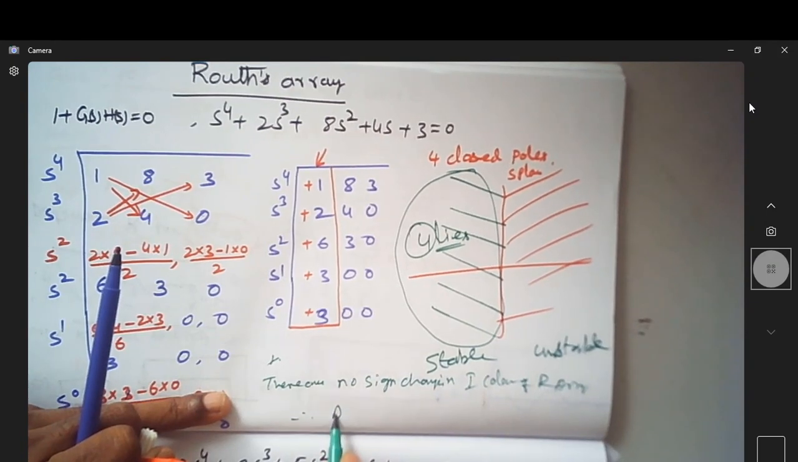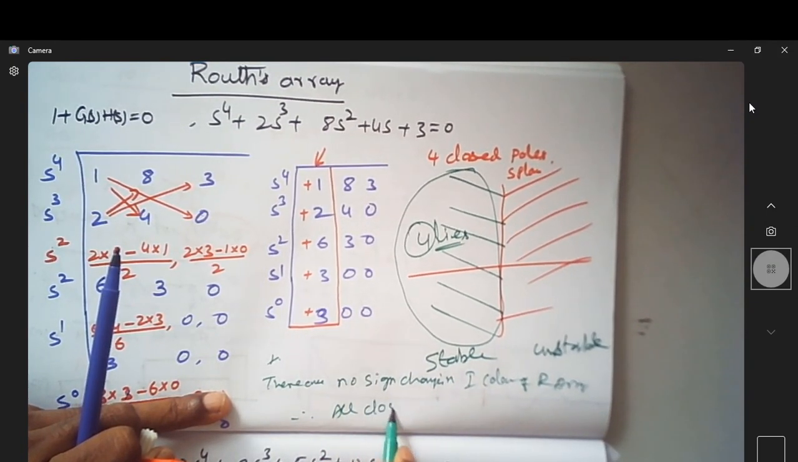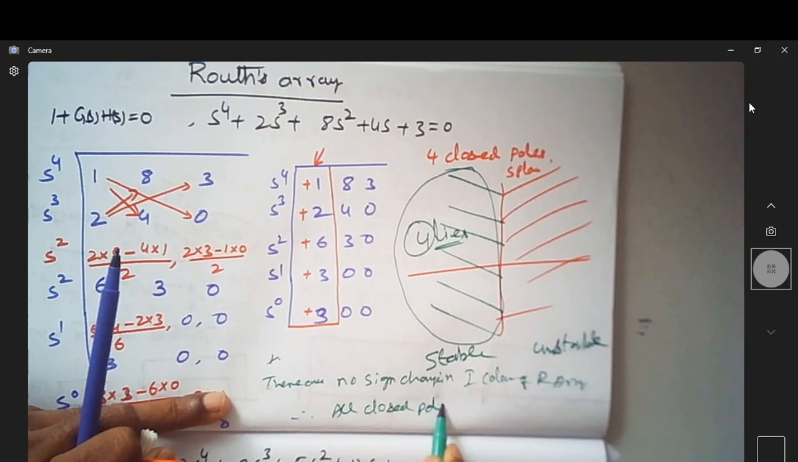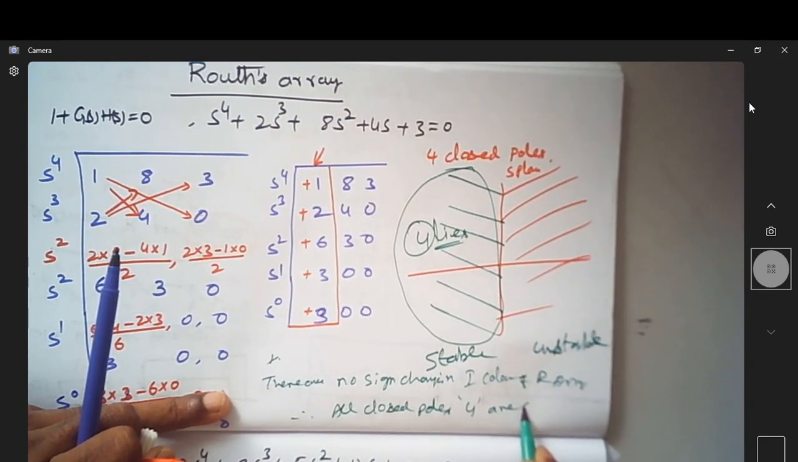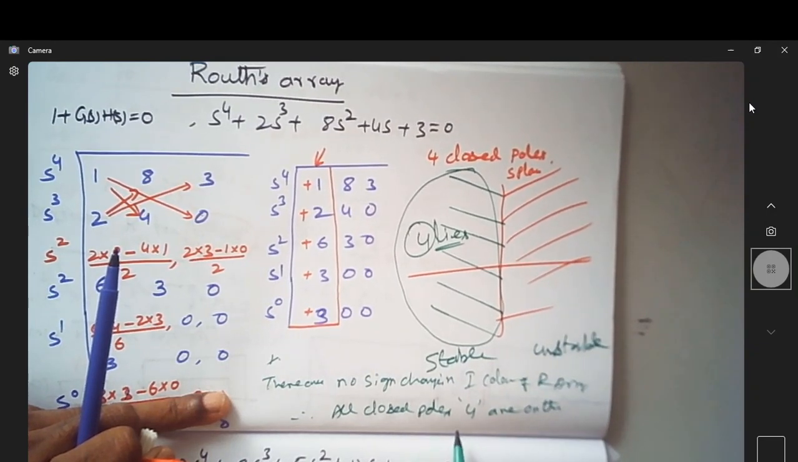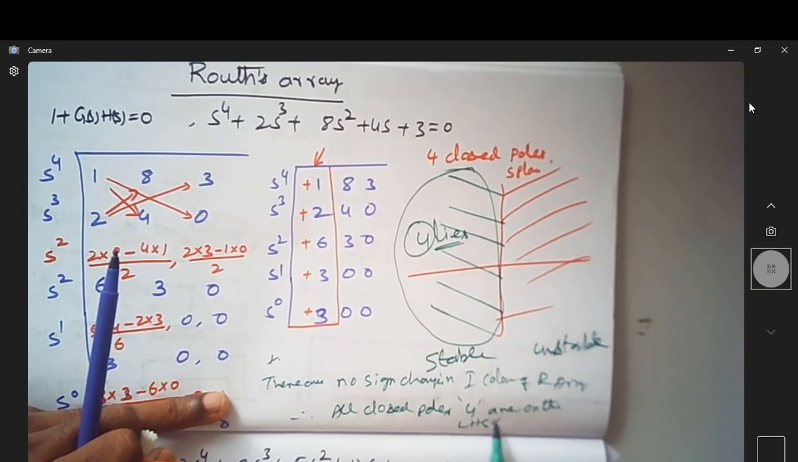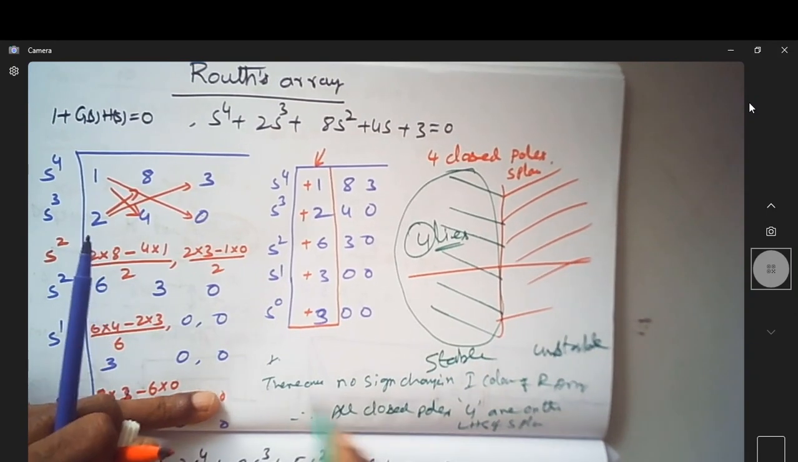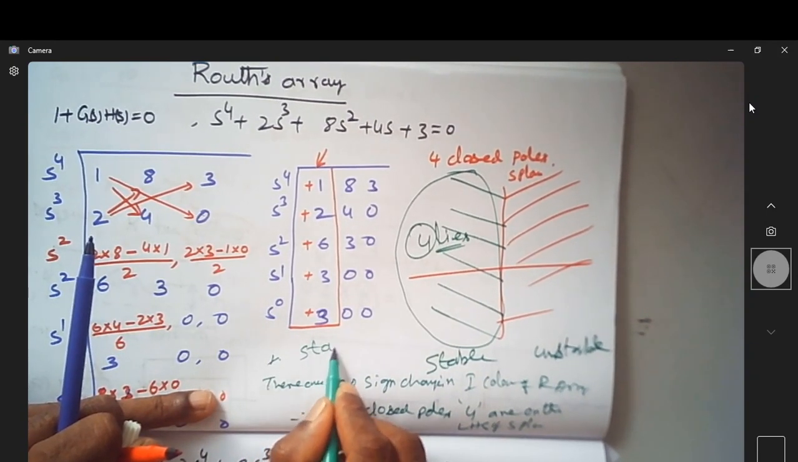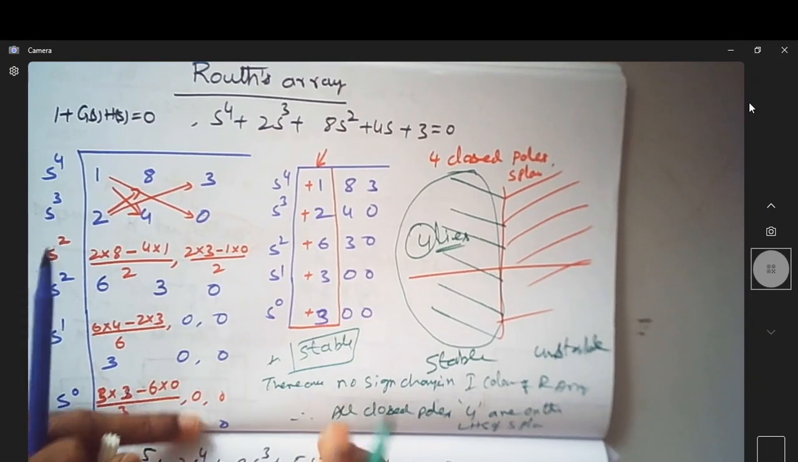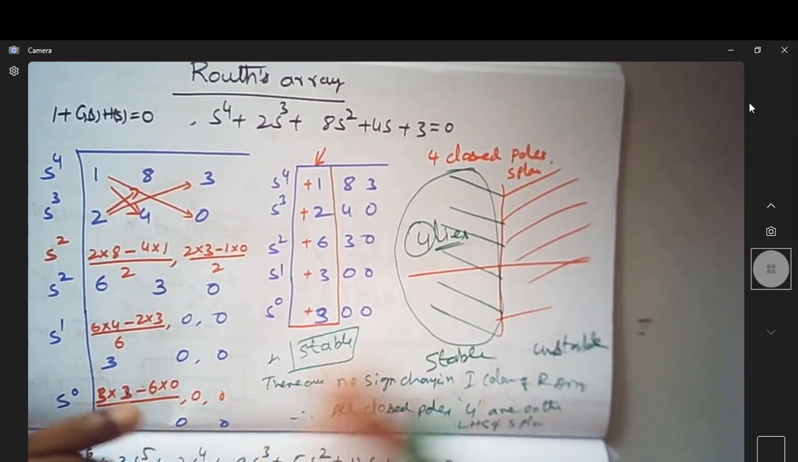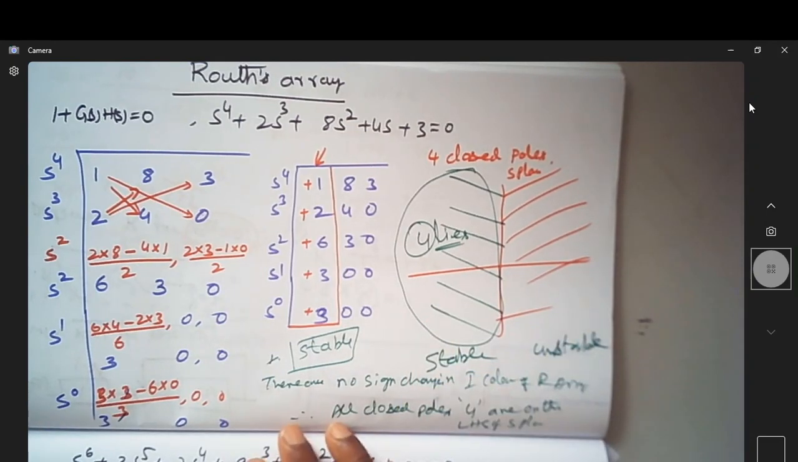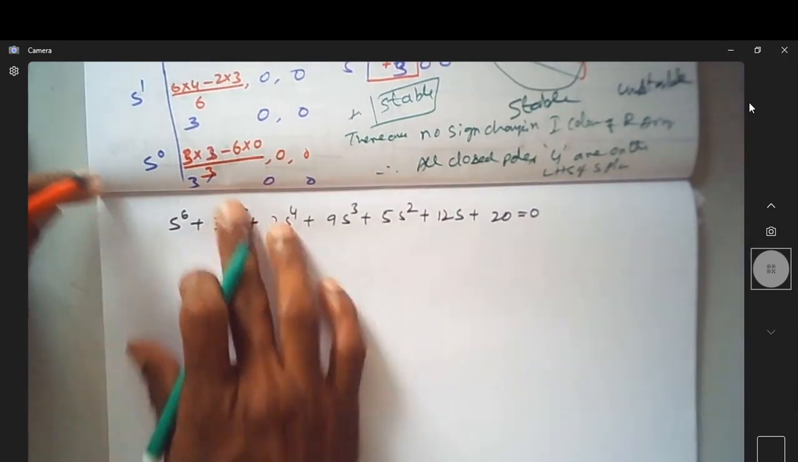Therefore all closed loop poles, that is all the 4, are on the left hand side of the S-plane, so that system is stable because there is no sign change. If a sign change happens, then that many poles will go to the right hand side of the S-plane. Let us see this problem. Okay, this is fairly simple.